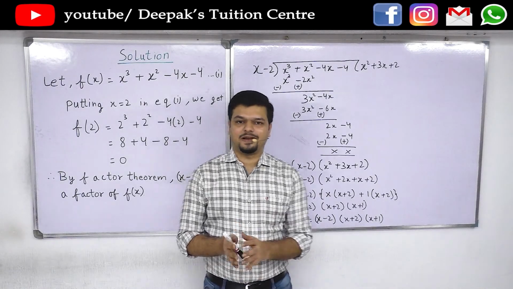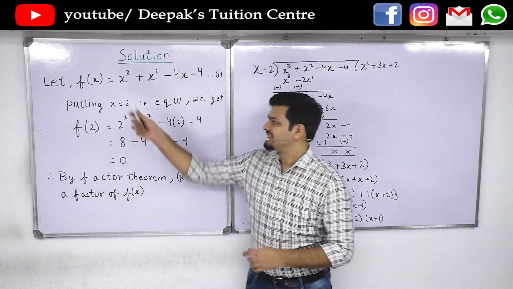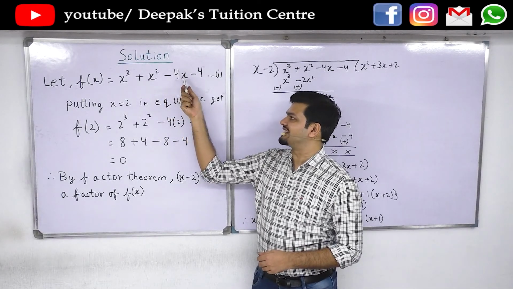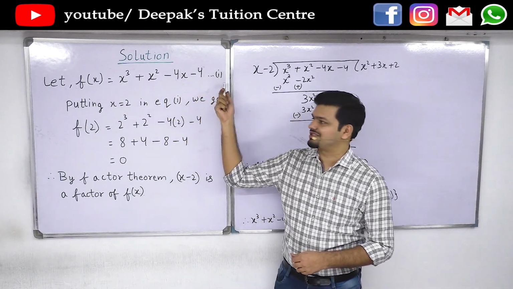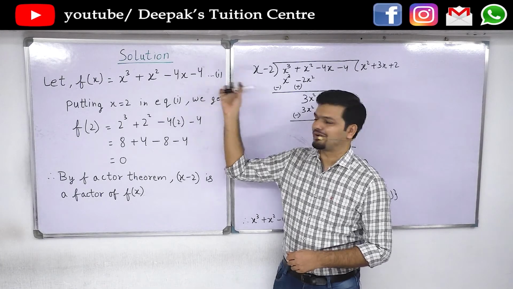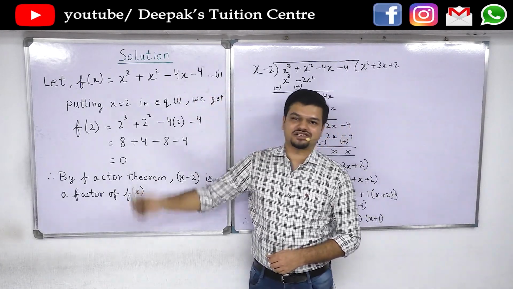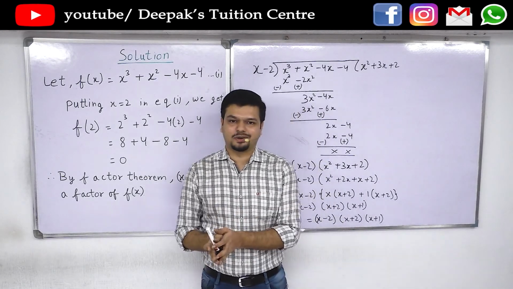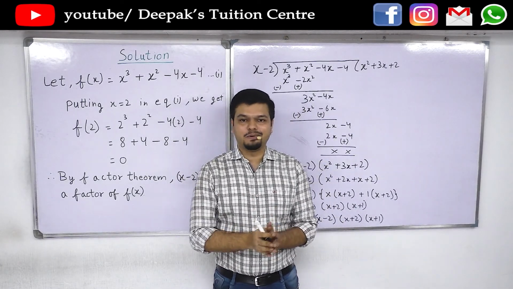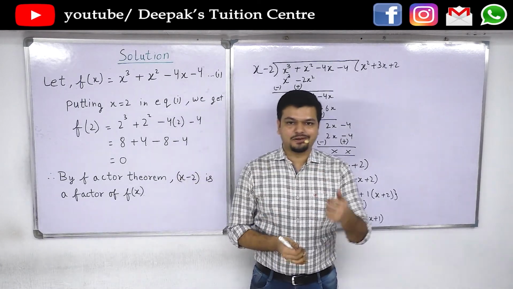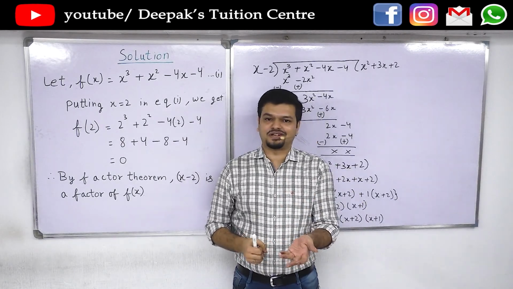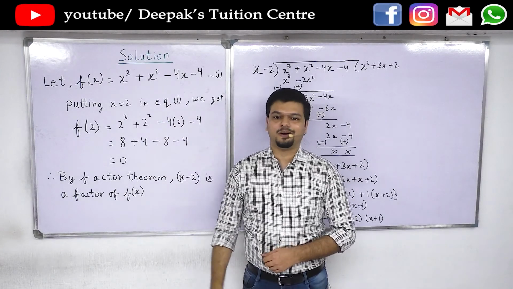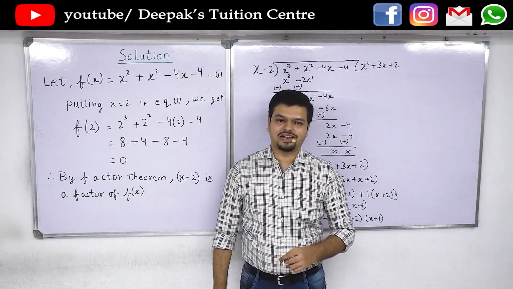Let the given expression be equal to f(x). So let f(x) equals x cube plus x square minus 4x minus 4, and we take this as equation 1. We have to do a trial and error for factor theorem. What does that trial and error include? We will try different values of x for which f of that will give me 0. We need that particular value of x.